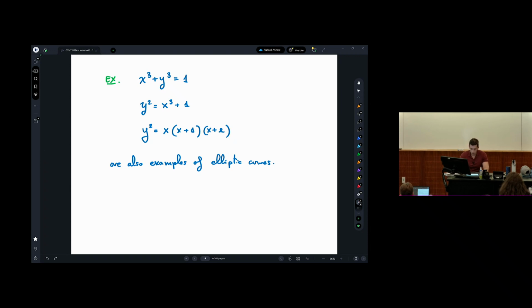Here are some other examples of elliptic curves. We talked about this one before. This is, in fact, in the projectivization of that one, that becomes Fermat's last theorem for the exponent 3. This is an elliptic curve. This is the elliptic curve that parameterizes squares that are one more than a cube.